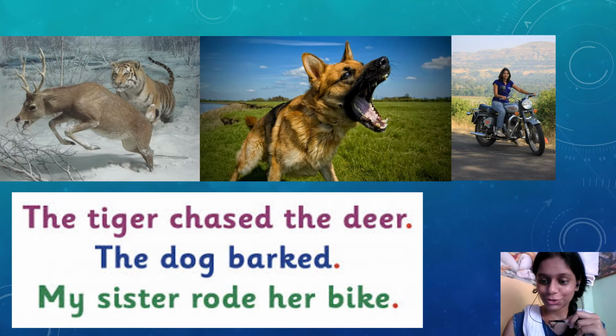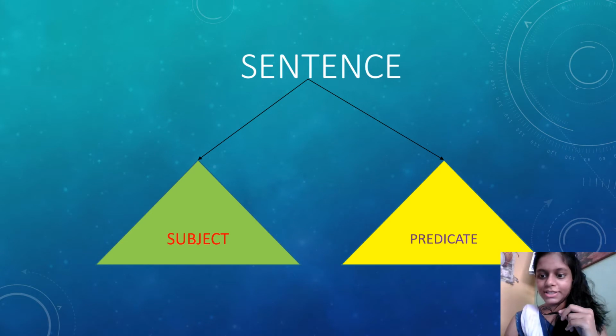So in this topic we are going to learn how to divide the sentence into two parts, and the two parts are known as subject and predicate. In this slide you can see a sentence has two divisions, that is subject and predicate. So we are going to divide the sentence into two parts, that is subject and predicate.